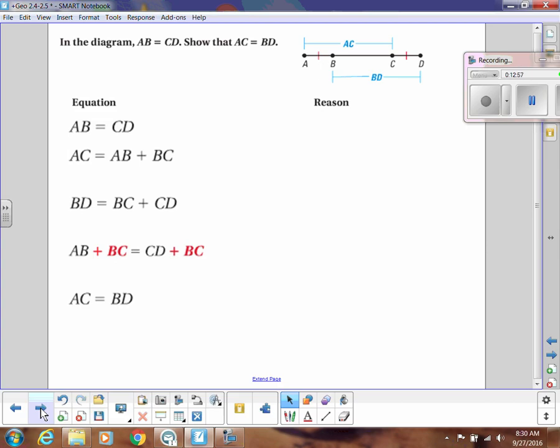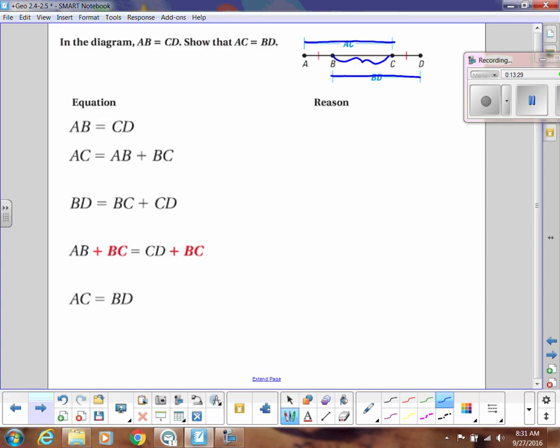Okay, so if we look at this, why would this distance be the same as this distance? Well, if we think about it, they both have this segment in the middle, BC. So we don't know what it is, but we know it's the same for both of them. And then they also have these AB and CD. Those are also the same. So they're made up of 2 different segments that are the same lengths. So it would make sense that the total lengths would be the same.